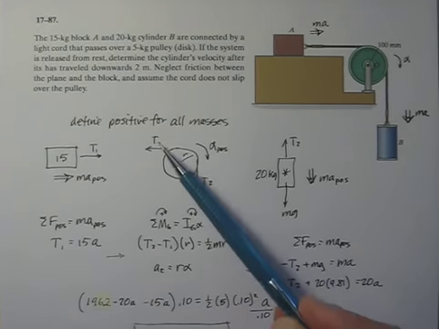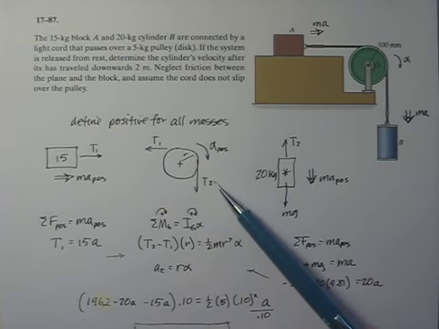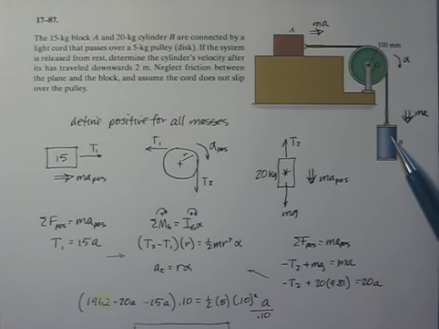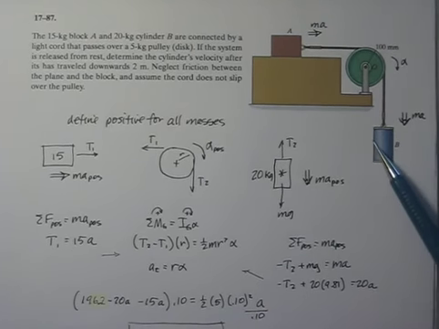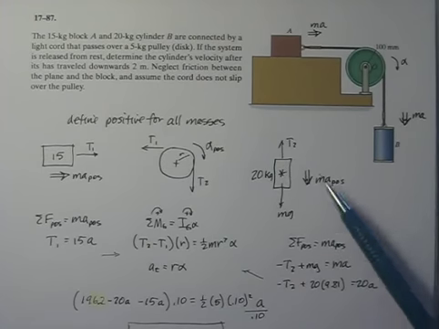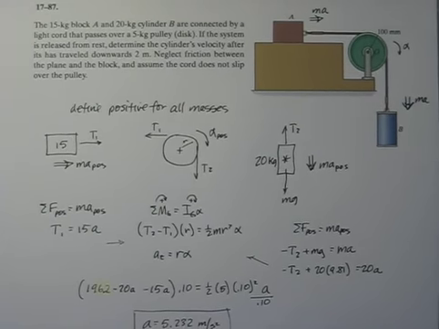But regardless, we know that there's going to be a tension there and a tension there, and it's going to have some angular acceleration going in this direction. So this is T2 on that side of the pulley. And if I draw the free body diagram of the cylinder, I know it has a tension T2 and an mg going down. All right, so again, three free body diagrams. I need three equations of motion.